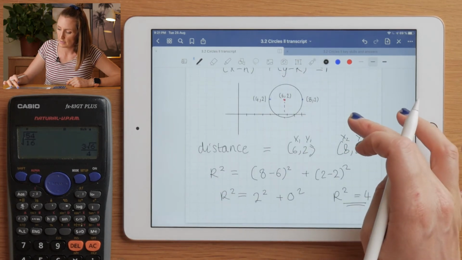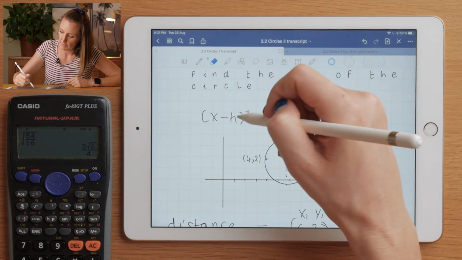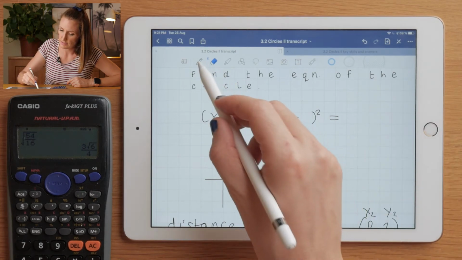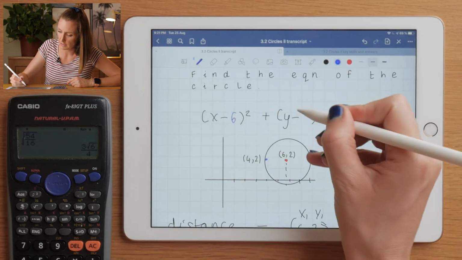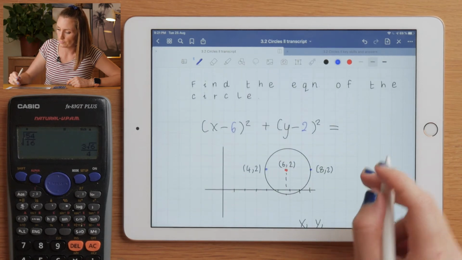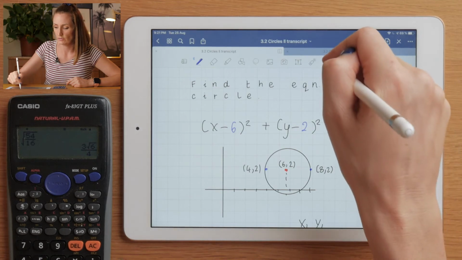So in this, we now know that the center, you can think about these like blank spots that you need to fill in. We know that the center is (6, 2), so we can put in 6 here and 2 here. And we know that radius squared was 4. So you can put in a 4 there. And that will give you the equation of your circle.